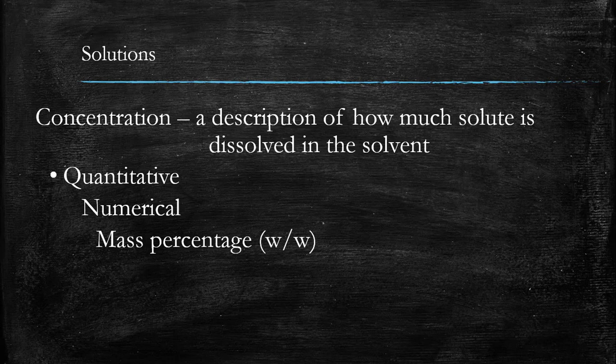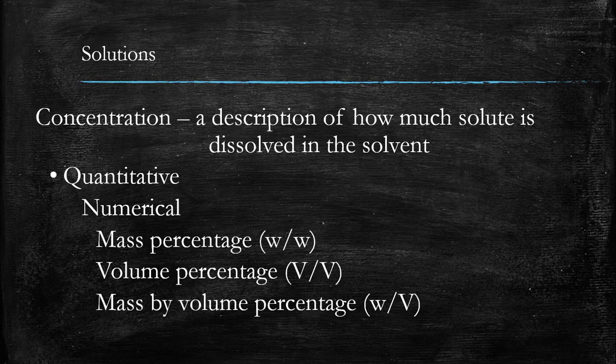There's mass percentage, which is the weight of the solute divided by the weight of the solution. Volume percentage, the volume of the solute divided by the volume of the solution. Mass by volume percentage, the weight of the solute divided by the volume of the solution. And molarity, which is moles per liter, and this is the unit that we tend to use in chemistry.